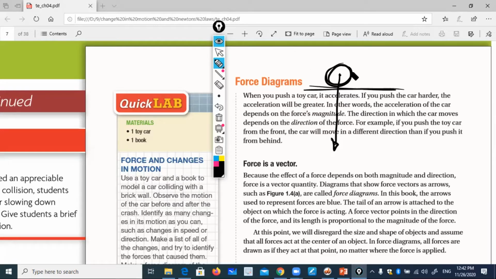Now if I exert a force on this ball in this direction, for example I kick the ball with my leg to the east, now I exert a force to the east. Because of the force, we have magnitude and direction.